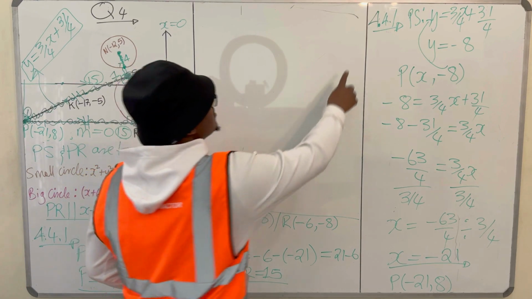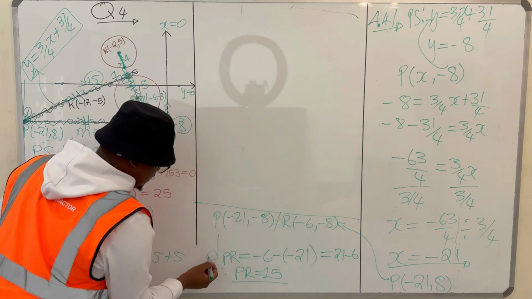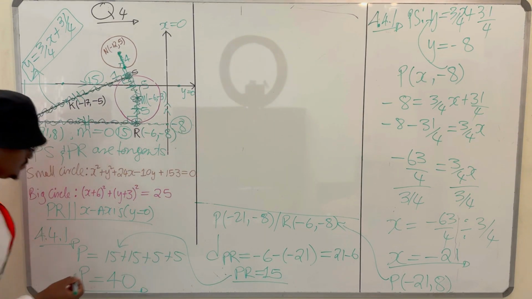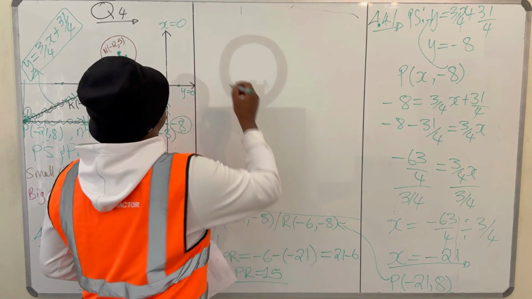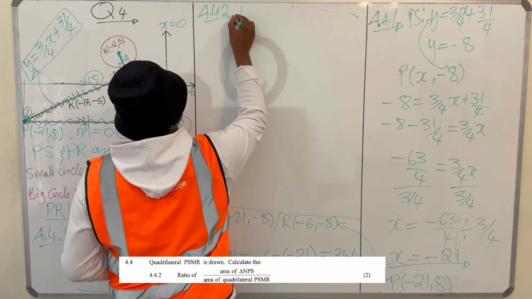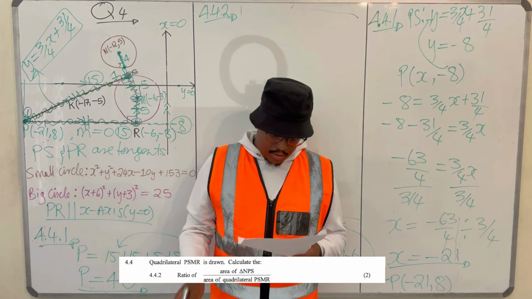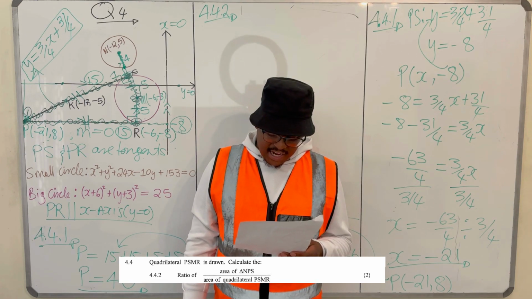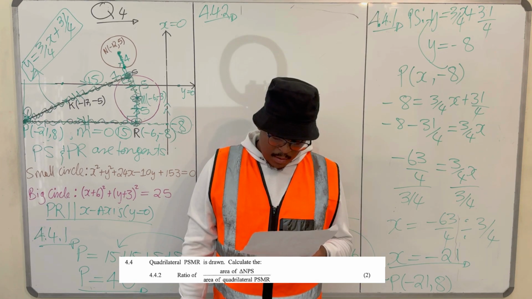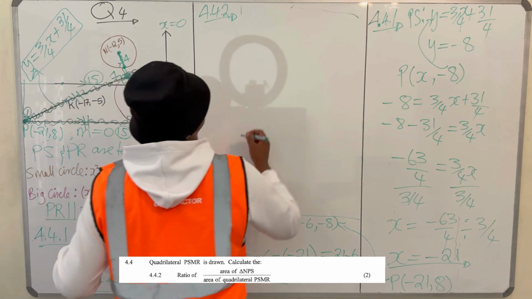So this question 4.4 starts there, then comes from there to here, then comes from here to here. There it is. That's the case I'm talking about. So we're doing 4.4.2. What are they saying at 4.4.2? They are saying, now, calculate the ratio of the area of triangle NPS over the area of quadrilateral PSMR.